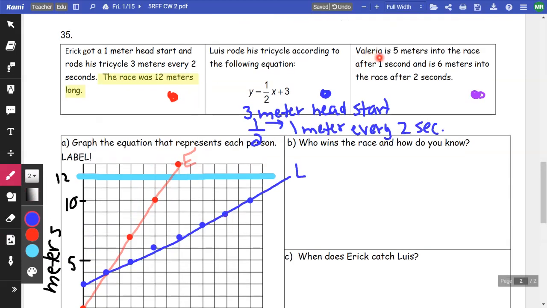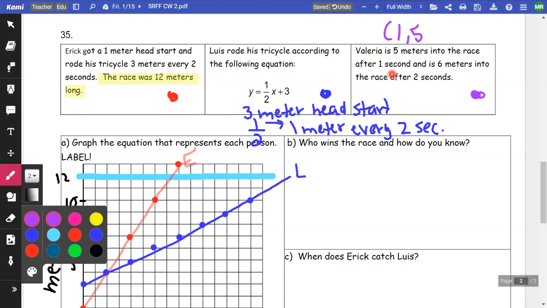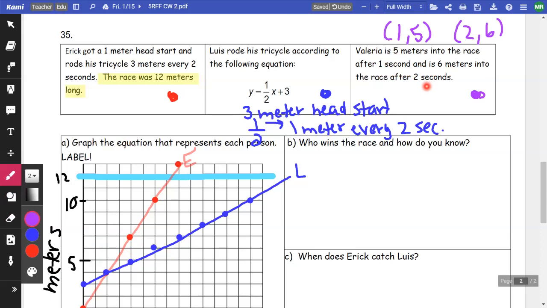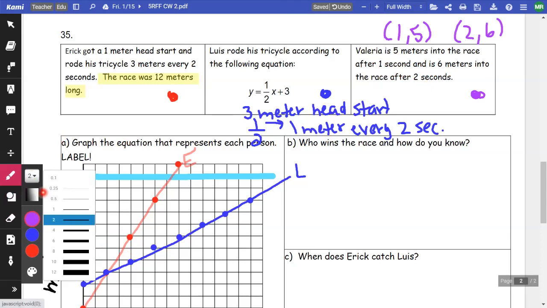Now Valerie. Valerie is 5 meters into the race after 1 second. So that is actually a point. So 5 meters after 1 second. Now remember, my X is seconds. So I'm going to actually go 1 comma 5. And then she is 6 meters into the race after 2 seconds. So that's going to be 2 comma 6. So I've got those 2 points I'm going to plot.